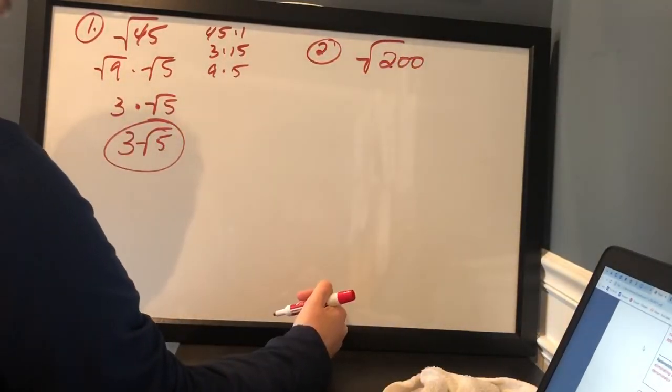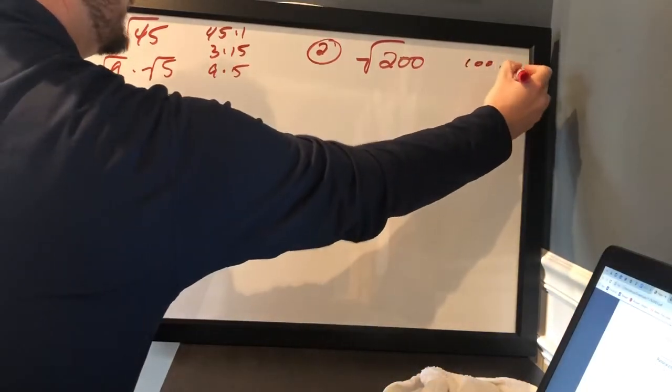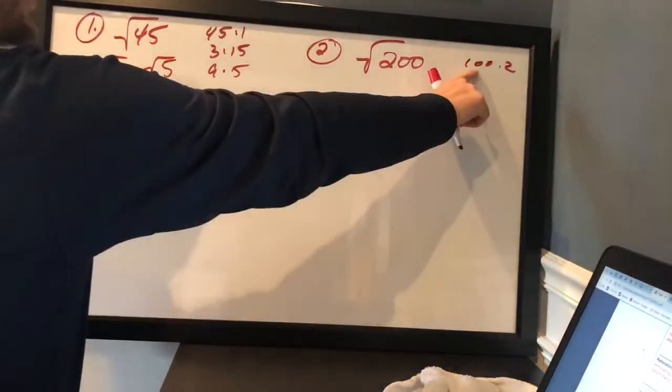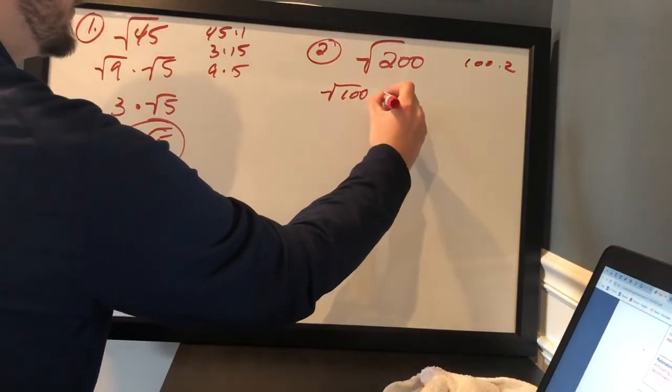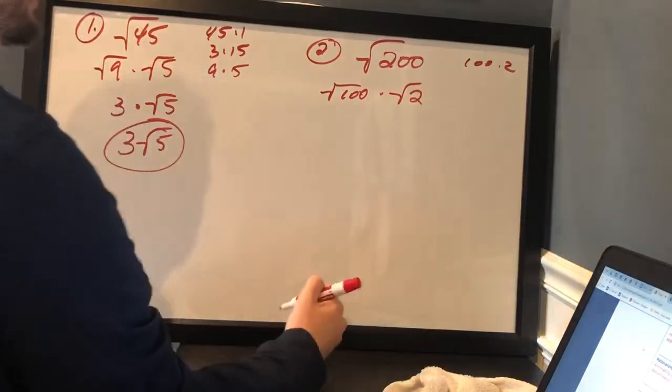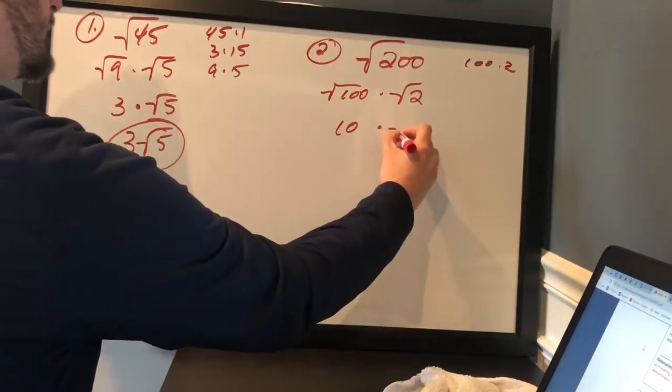All right, this one, 200. Well, we know there's a lot there, right? So the first thing I know is that I've got 100 times 2, right? Well, luckily for us, 100 is a perfect square. So we're going to do the square root of 100 times the square root of 2. Square root of 100 is 10 times the square root of 2.